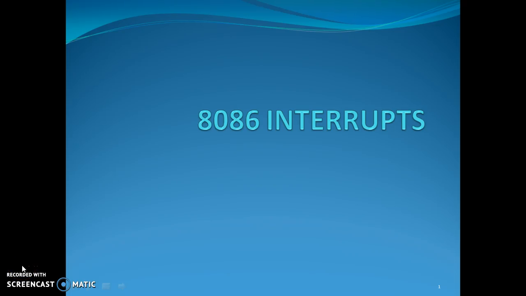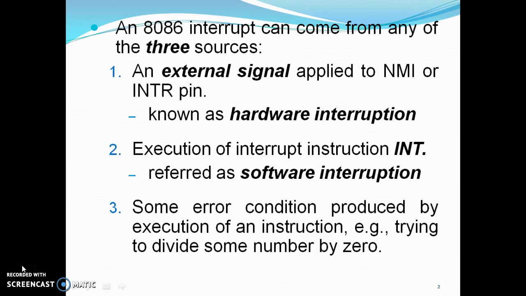Good morning everyone. Today we will see the 8086 interrupts. The main three different sources of 8086 interrupts are as follows. First, an external interrupt signal is applied to, say, the NMI pin or INTR pin. NMI means non-maskable interrupt. This is particularly called an external signal and known as a hardware interrupt. Whereas if an instruction occurs like INT, then it is known as a software interrupt.